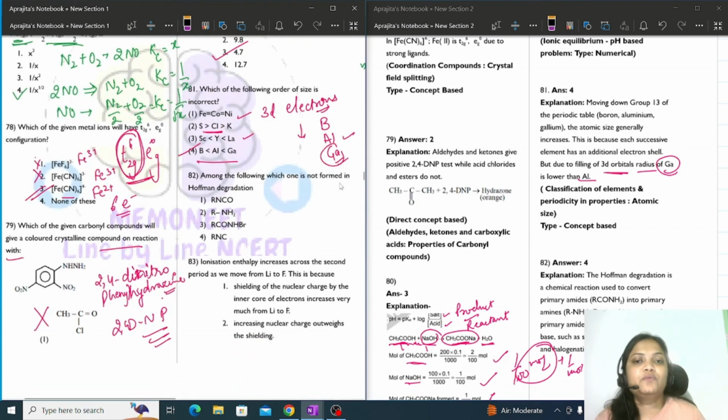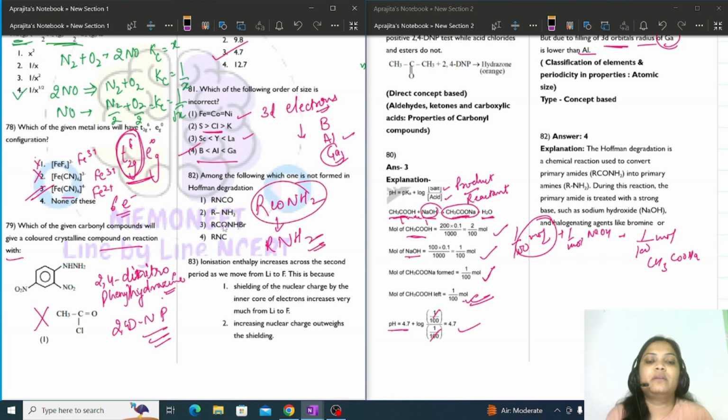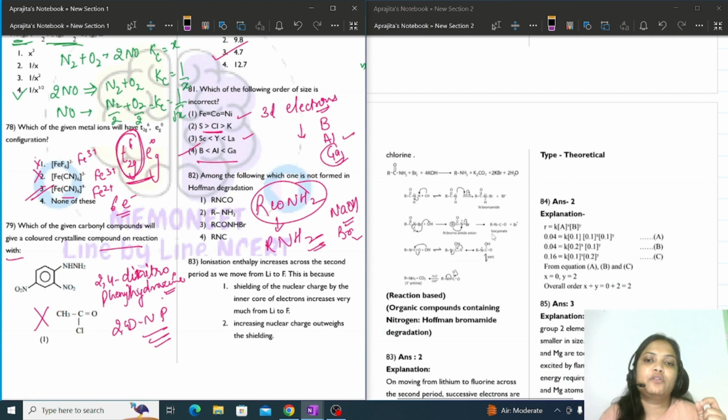Among the following, which one is not formed in Hofmann degradation? Now we know that Hofmann degradation is used to convert primary amides to primary amines. Here the amide is treated with a strong base like NaOH and halogenating reagents like bromine or chlorine. In this reaction we see that N-bromoamide, RCONHBr, is formed.